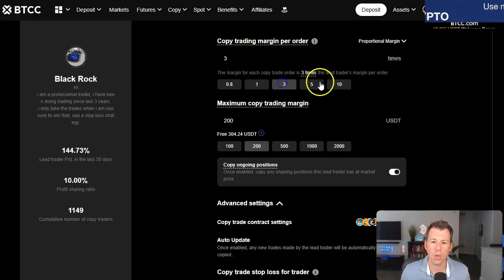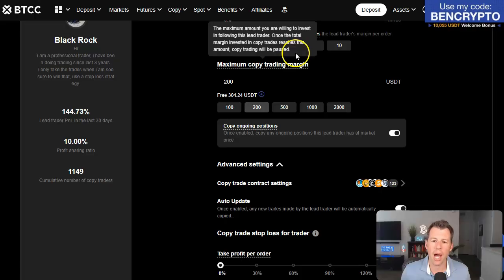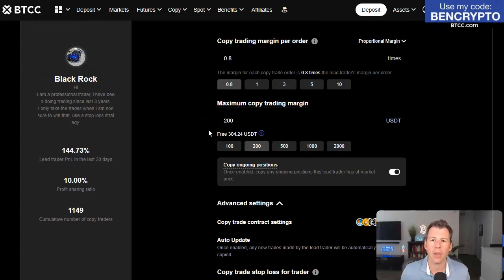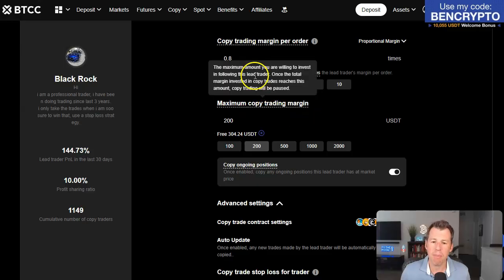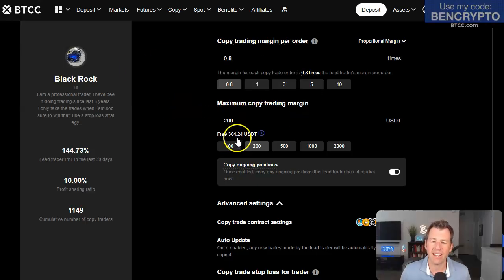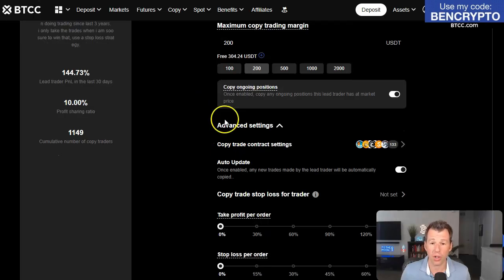You can increase or decrease it 3 times. That means you put 3 times the amount. 0.8 means you put 0.8. Max copy trading margin is the total amount that you want to put into all your trades for that one lead trader. Obviously, the max copy trading margin has to be less than the total amount you have in your wallet that is available for copy trading.